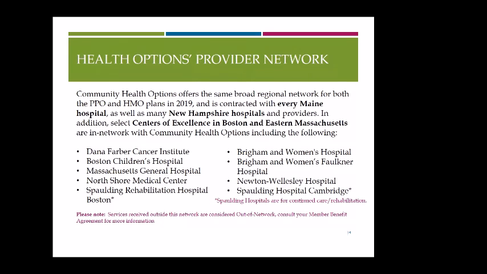So the Health Options Provider Network offers the same broad regional network for both the PPO and HMO plans in 2019, and we are contracted with every main hospital, as well as many New Hampshire hospitals and providers. Additionally, we have contracted with select centers of excellence in Boston and in Eastern Massachusetts. These folks are in network with Community Health Options. I won't read the whole list, but they primarily include the Partners HealthCare system, such as Boston Children's Hospital, Brigham and Women's Hospital, Newton-Wellesley Hospital.